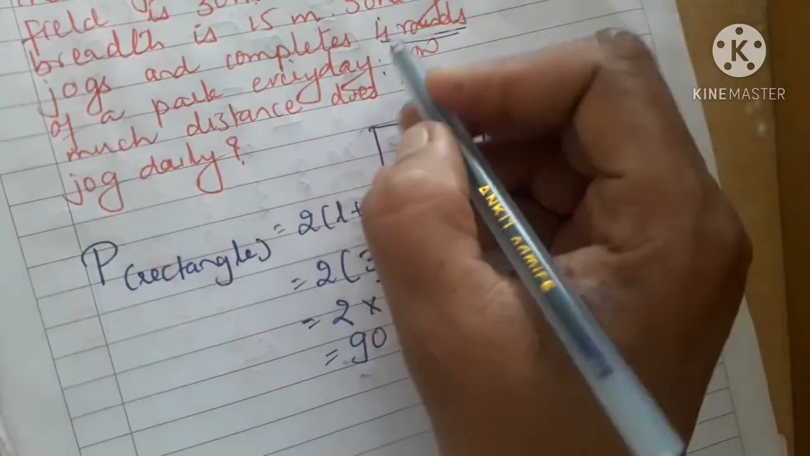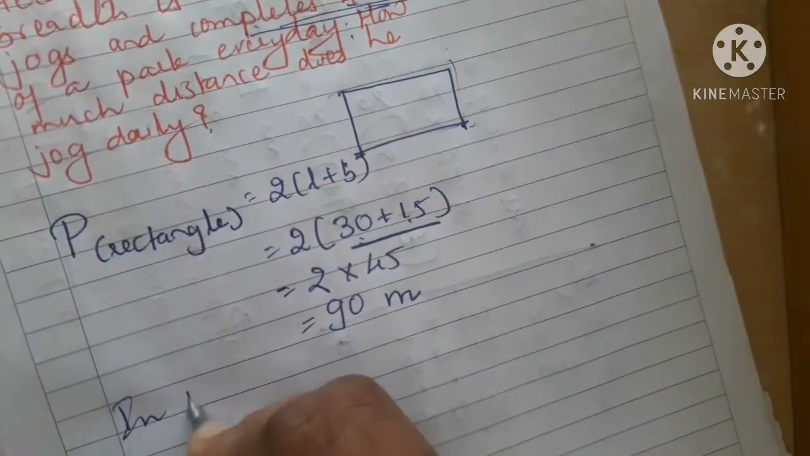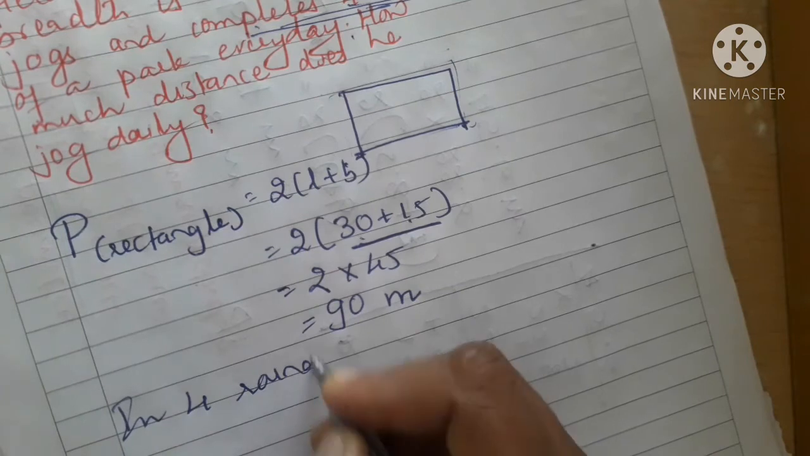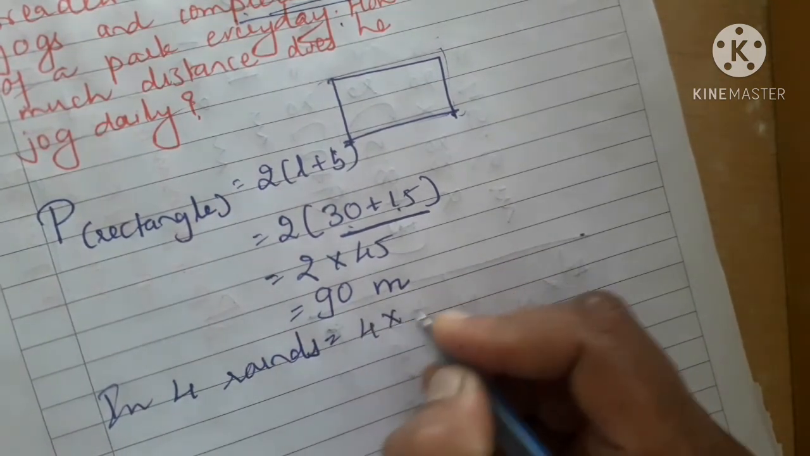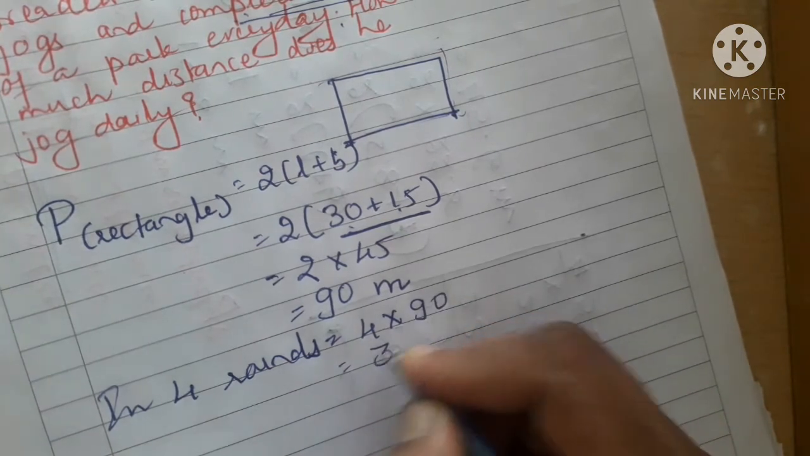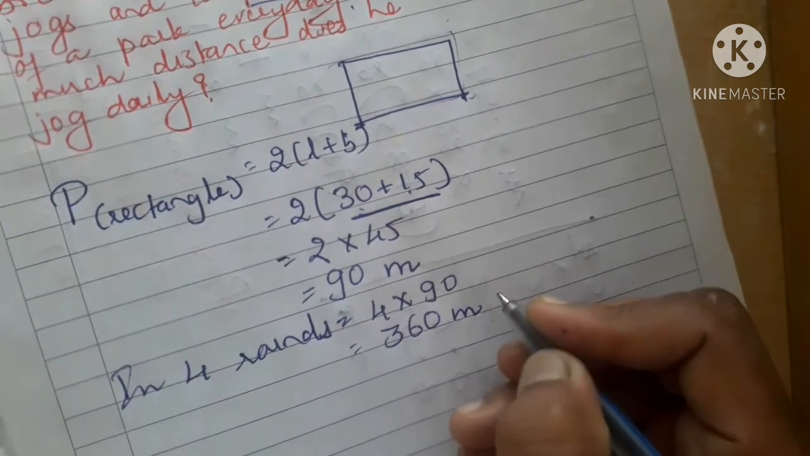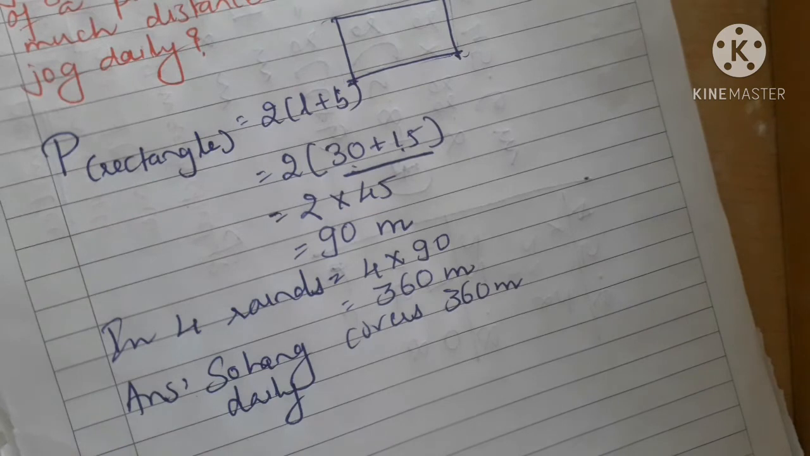Okay, now the boy completes 4 rounds. So in 4 rounds he will cover the distance as 4 into 90 meter, that is 360 meter, right? So don't forget to write the answer step. That is Suhang covers 360 meter daily, right?